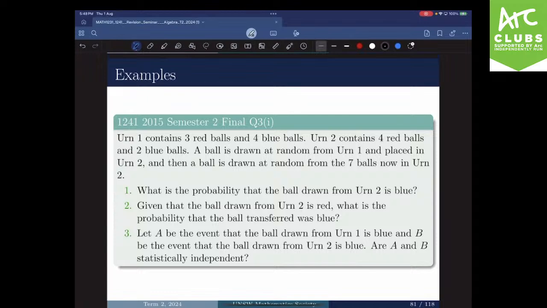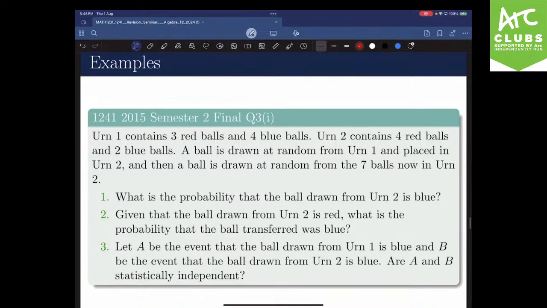Assuming we draw a red ball, which happens 3 out of 7 times, I'll write that on the top here. If we drew a red ball from urn 1, urn 2, which initially contained 4 red, 2 blue, will now become 5 red, 2 blue. So if we're going to get a blue from urn 2, it would happen with a 2 over 7 chance.